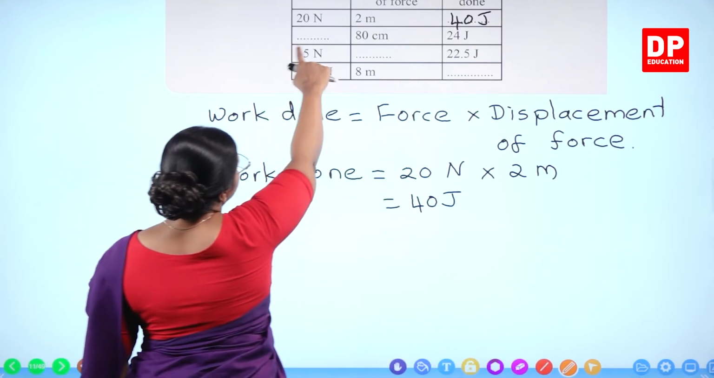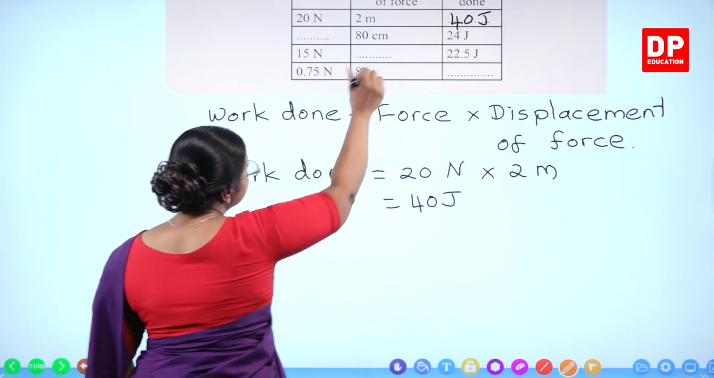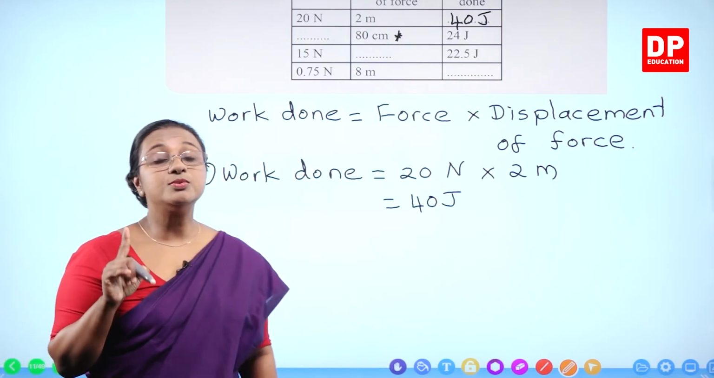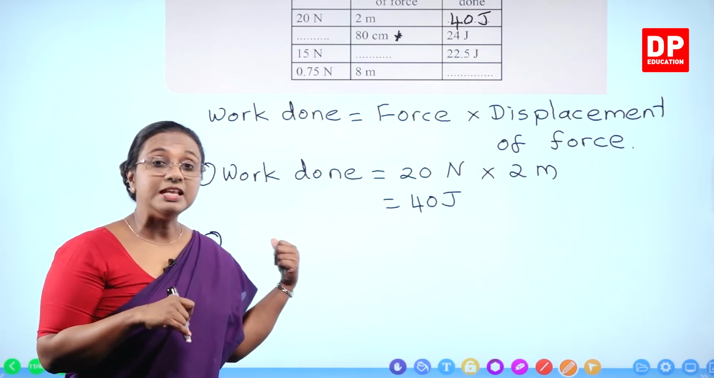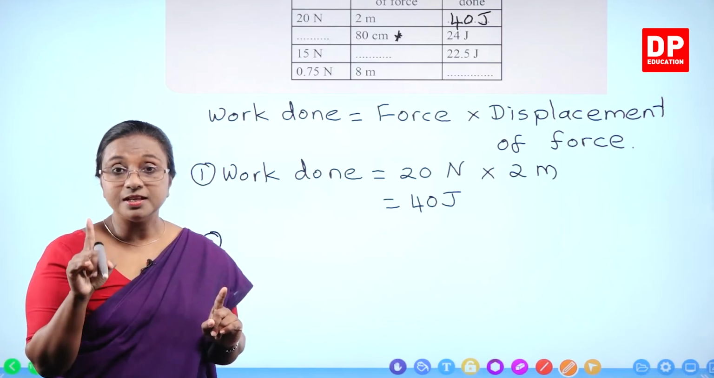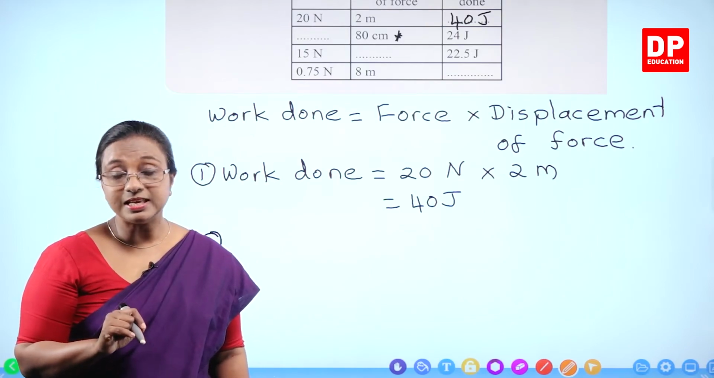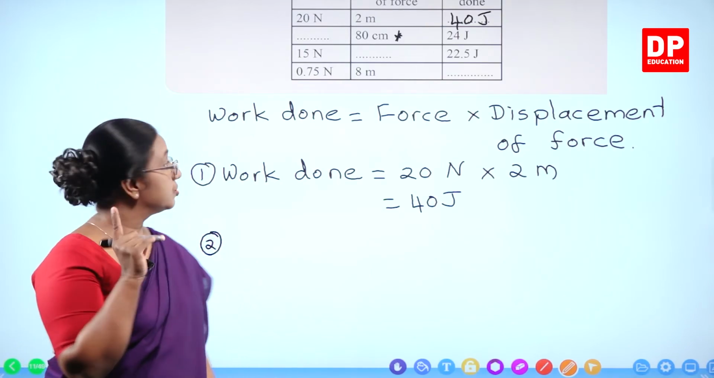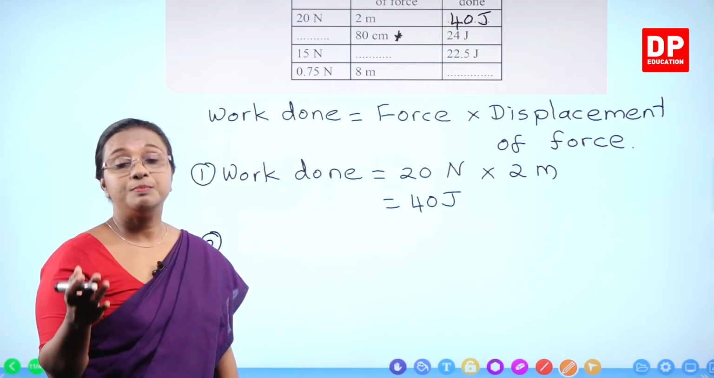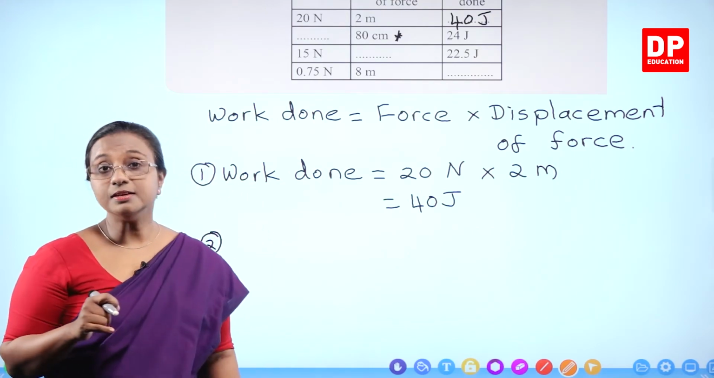Second one, we don't know the force and you can see displacement is given in centimeters, 80 centimeters. You all have to always look at the unit, students. From the beginning, we have defined that when 1 Newton force is applied and the object is displaced by 1 meter, then only the work is 1 joule. So here the unit is 80 centimeters. Then you have to convert it to meters. So there, the work done is given to us. We need to find the force.